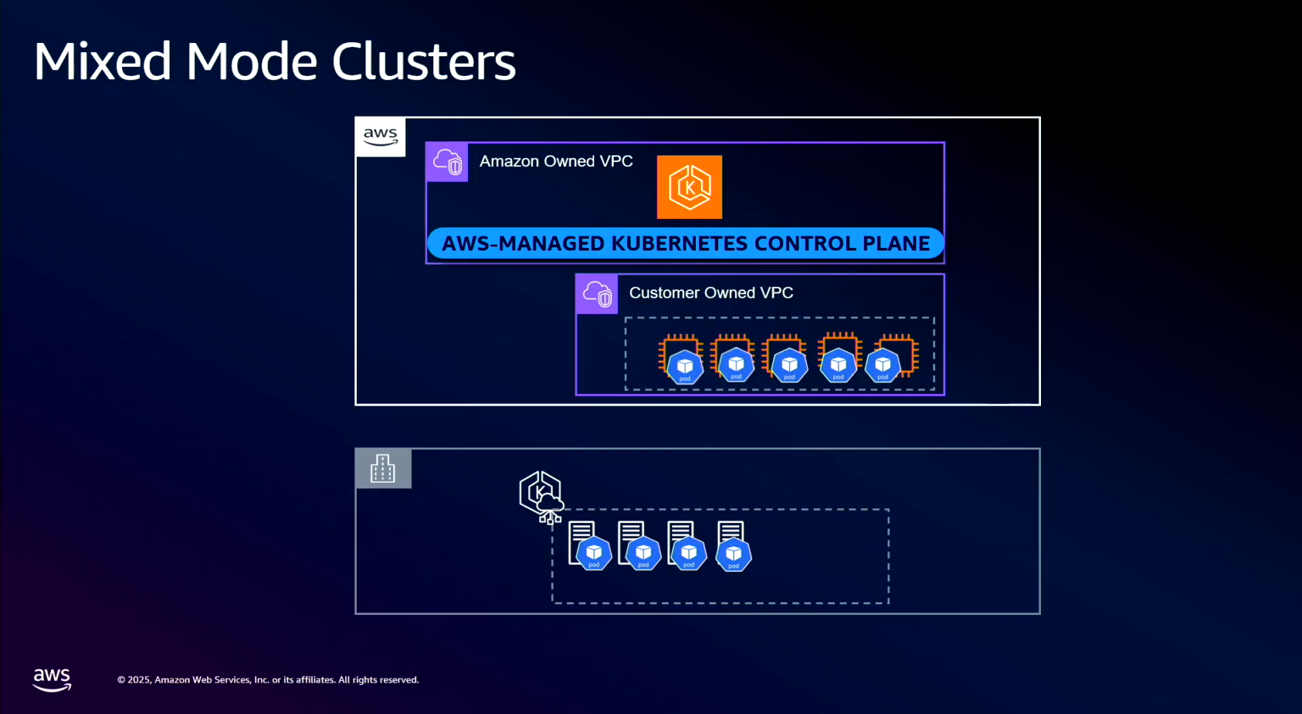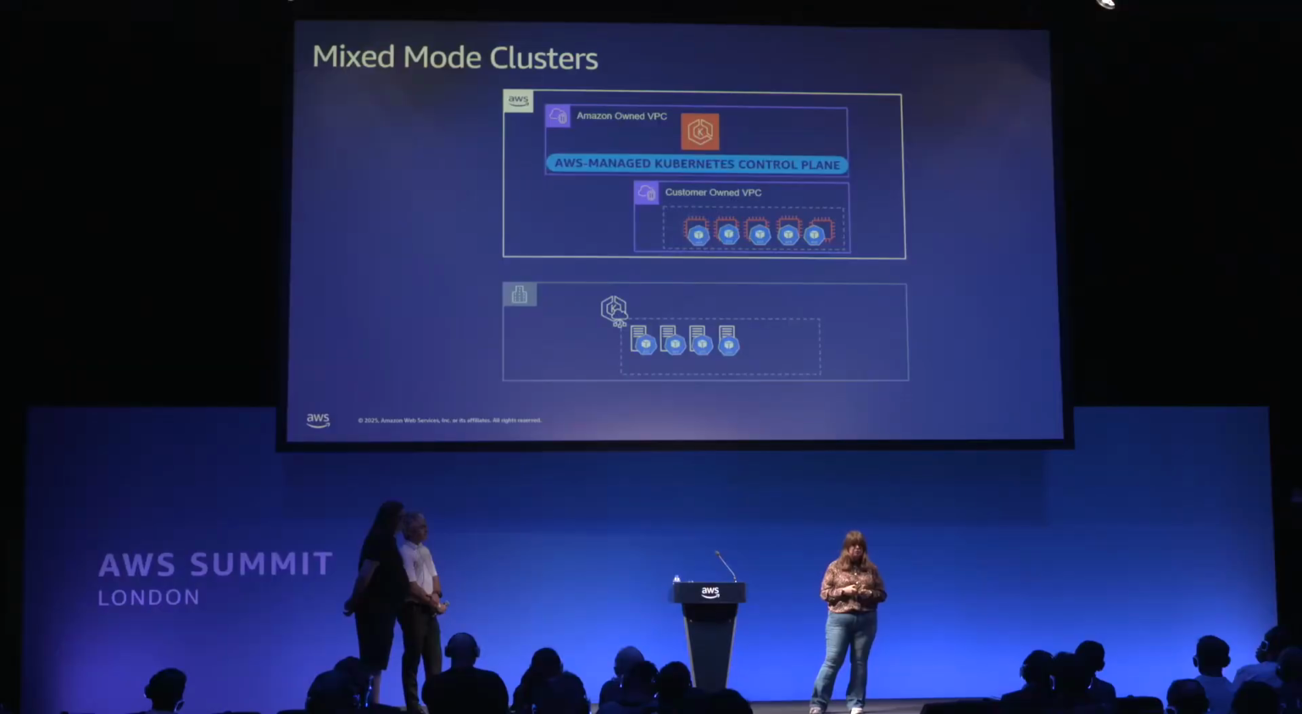Things like data store. If you're using that data store on premises, how do you migrate that to AWS as well? But what about load balancing across your workloads? With hybrid nodes, you can actually use in mixed mode clusters both an application load balancer or a network load balancer to load balance the traffic both across your workloads in the cloud and your on-premises workloads as well.